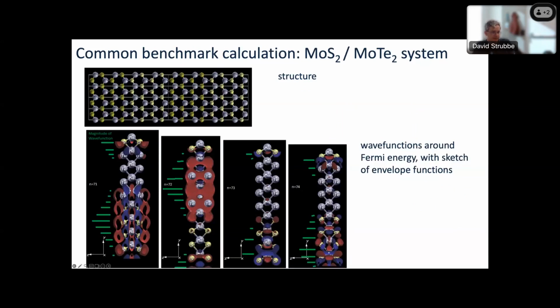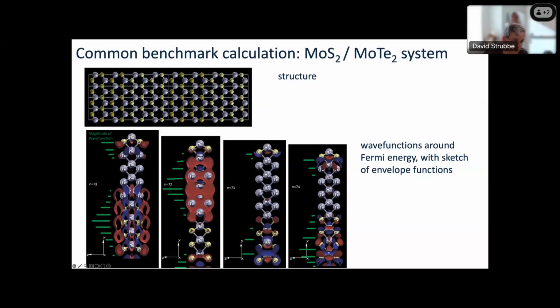Okay, so after they did that warm-up, they went to checking out this common benchmark, MoS2 and MoTe2. What they did here is they calculated a bunch of different wave functions. These are four around the Fermi level, and these green things here are the way that this student sketched out the amplitude of the wave function. You can see we actually have a series of states that look quite a bit like what you might expect from the particle-in-a-box model.